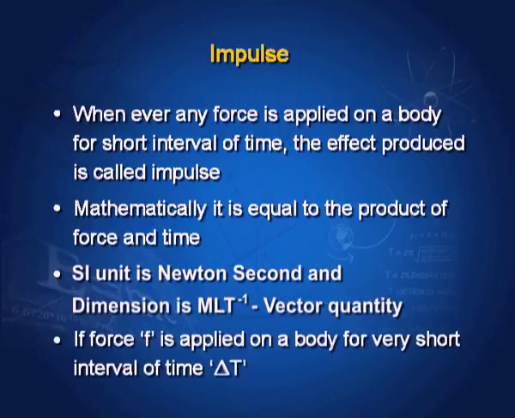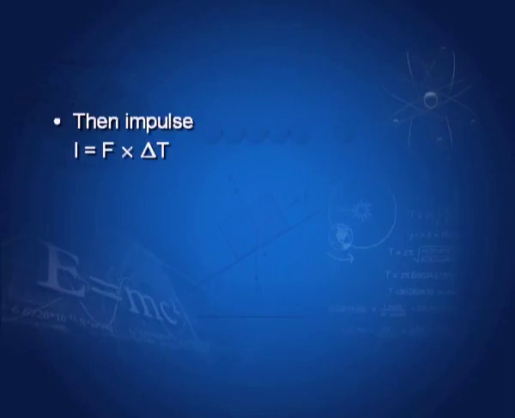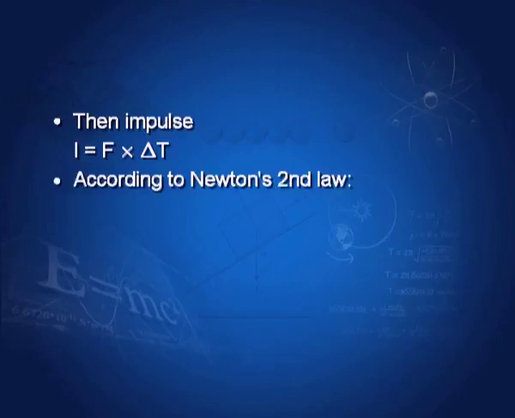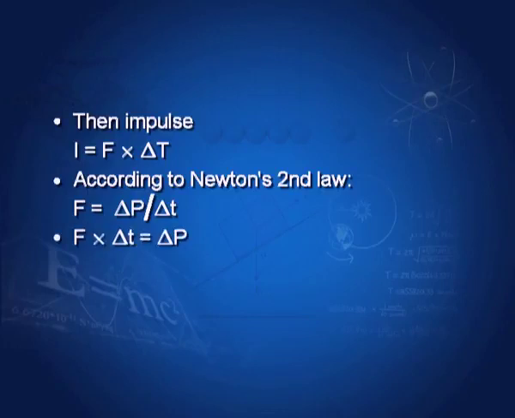If a force F is applied on a body for a very short interval of time delta t, then impulse I equals force into delta t. According to Newton's second law, F equals delta p upon delta t. So, F into delta t equals delta p. So, impulse I equals delta p.